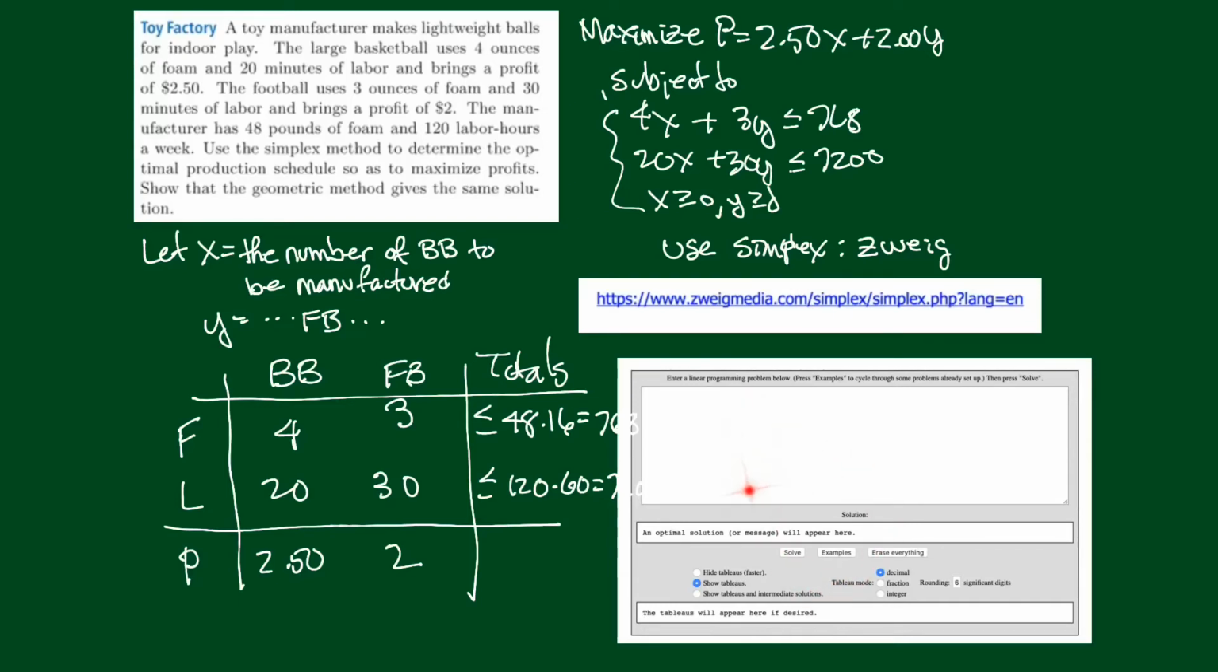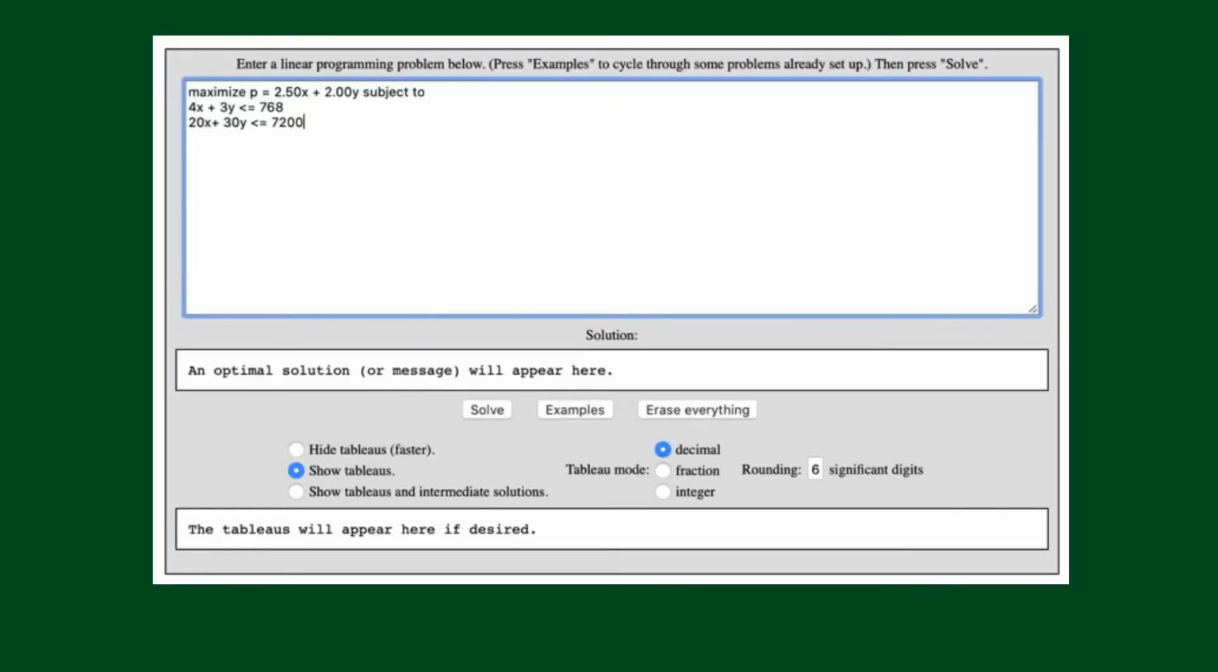So here is our entry field. In the entry field, I'm going to start typing this program. I've typed in my program: maximize P equals, here's our objective function, subject to, all on one line. I put in the inequalities down here, being careful: this was in ounces, so they gave us pounds and we had to convert, so it was 48 times 16. This was labor, in hours, so we had to change that to minutes. So we multiplied our 120 hours by 60 minutes to an hour, getting that 7,200.